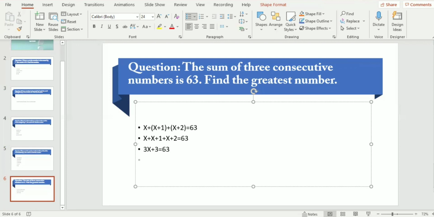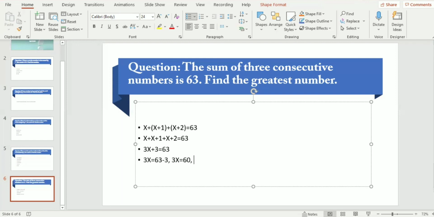Now 3 is positive here. If we take it to the other side, it is going to be subtracted from 63. So we have 3x is equal to 63 minus 3. Sorry, I've written 5 here. It's 3. And we have 3x is equal to 60.